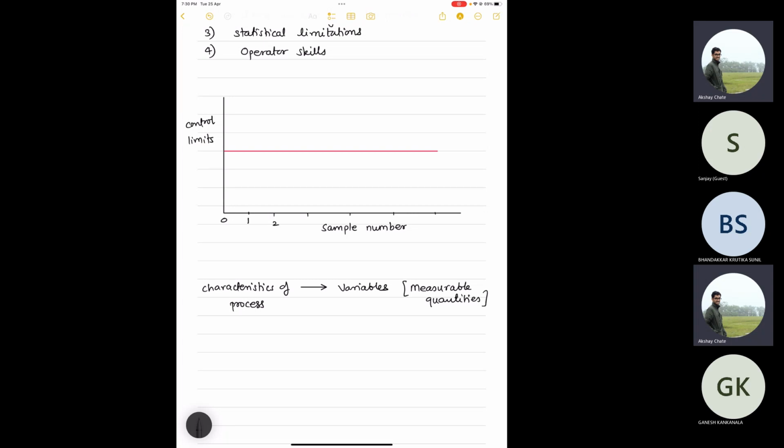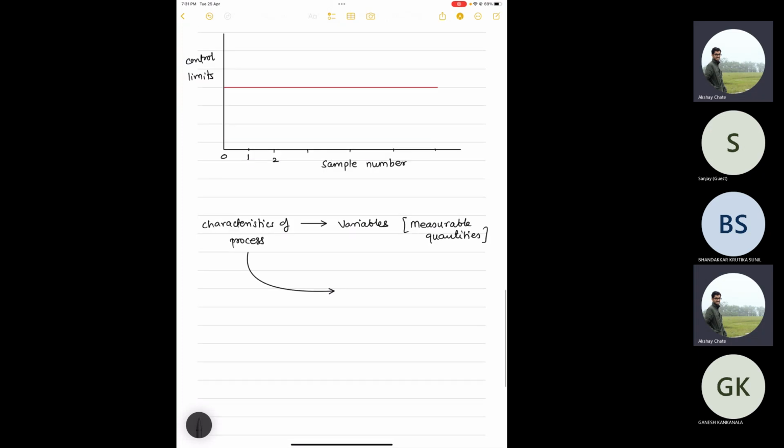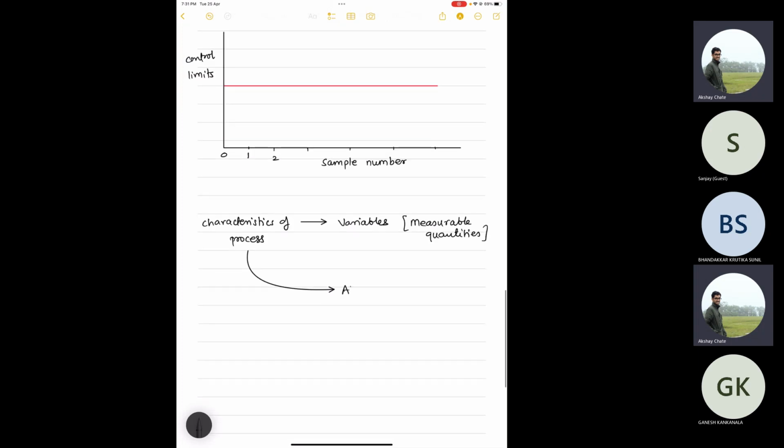So the quantities you can measure are called variables. And then there is another category of characteristics of any process, which is called attributes. Attributes are not measurable quantities. They are like qualitative characteristics.